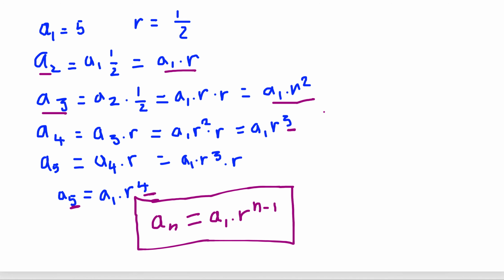With the recursive formula, we have to find, for example, 100 previous terms until we get to the 100th. Otherwise, we cannot solve it. It takes a long time. So the explicit formula has a big advantage over the recursive formula.